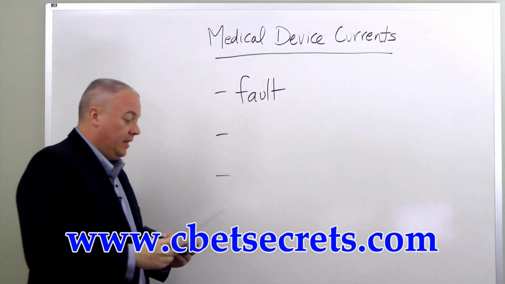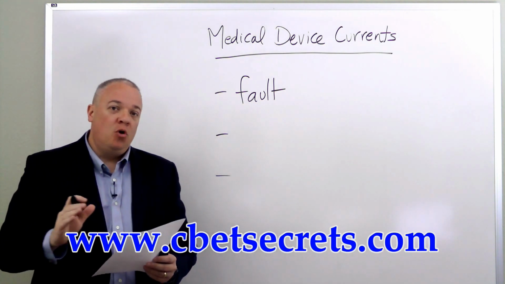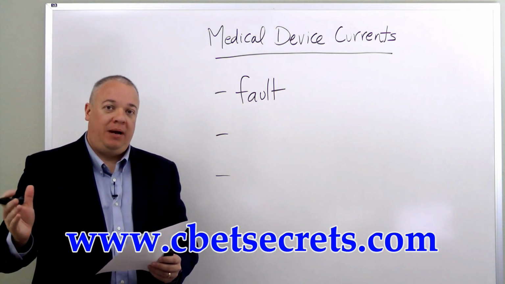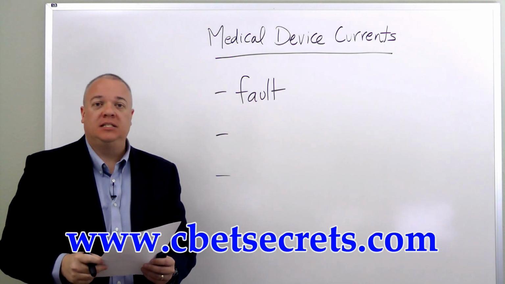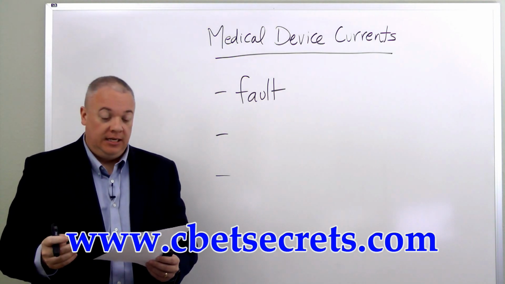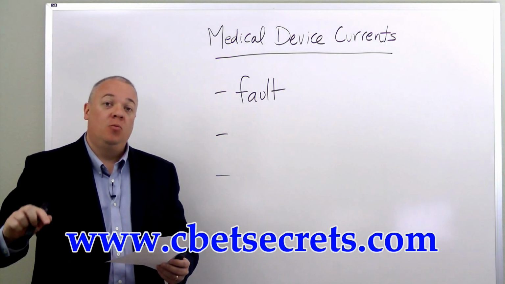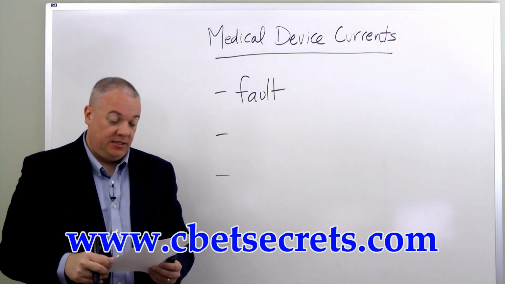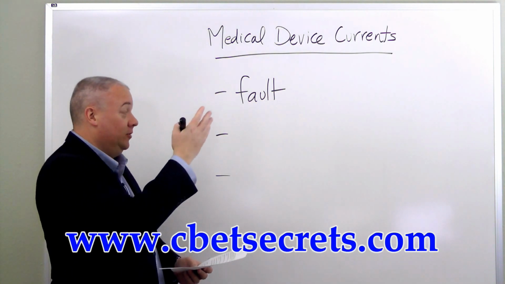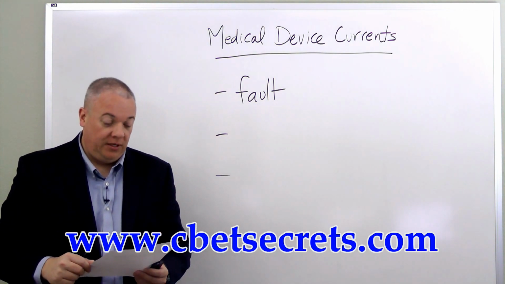Fault current occurs when there is abnormal flow of power to the medical device. And in this case, what we mean is a short circuit or some sort of break in order that power would not flow through the device as it's supposed to. Therefore, the name fault current when we think about the medical device.